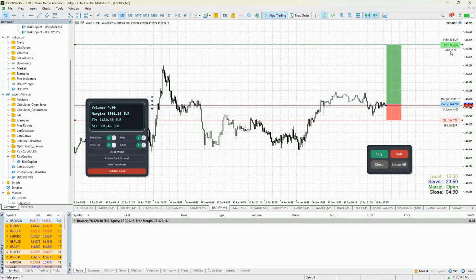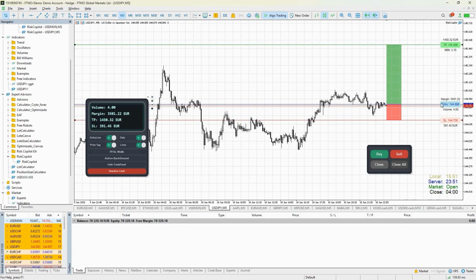Now, the RRR or risk-reward ratio. It's the ratio between how much you are risking and how much you are winning. So, in my case I am risking 392 euros, but I plan to earn 1427, which means that my risk-reward ratio is 3.6. That is, for every euro I am risking, I plan to earn 3.6. So take it into account for your operation. The margin is also seen here.